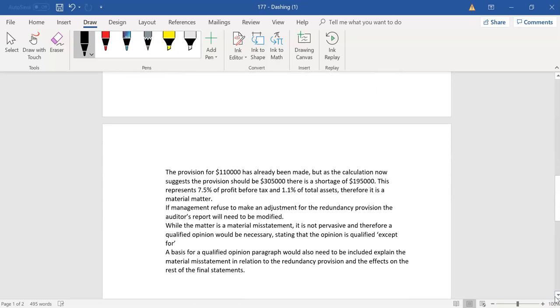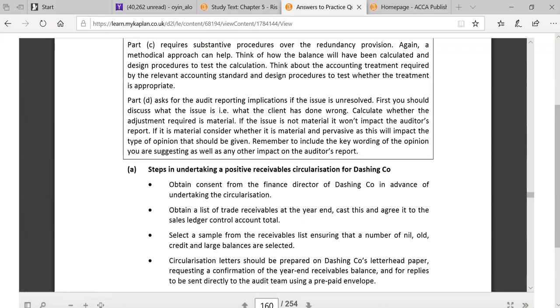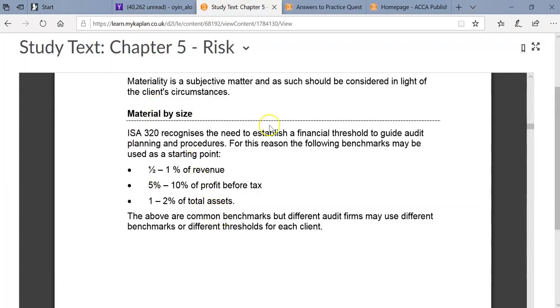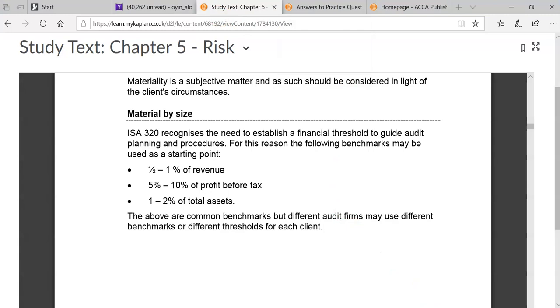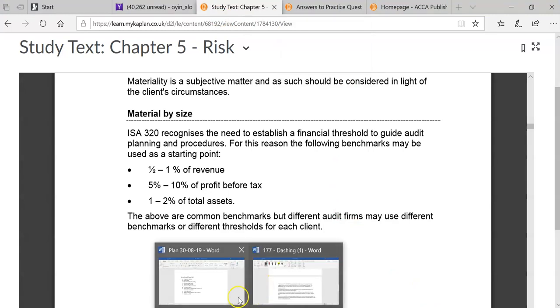Now, I'm just going to go over here. This is important. You don't forget this. You want to remember this: profit before tax, 5 to 10%. You just want to know this. These are the benchmarks, the guidelines that determine materiality, and that's what you're using for your exam. So very quickly, kind of highlighting that. You've talked about it already, which is good. But the key point is this is on page 105 of your textbook, so make sure you're comfortable with that.